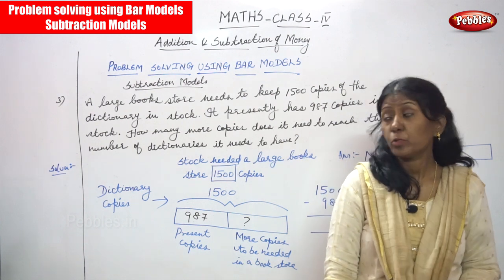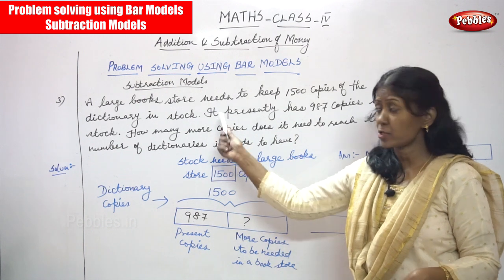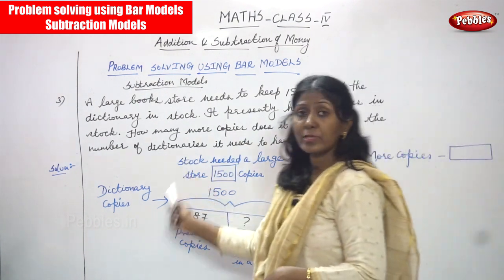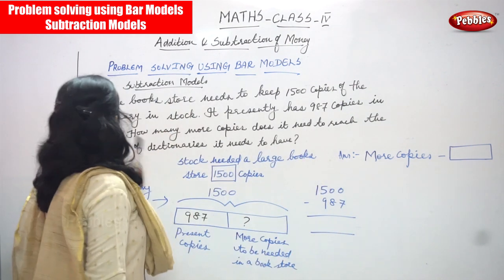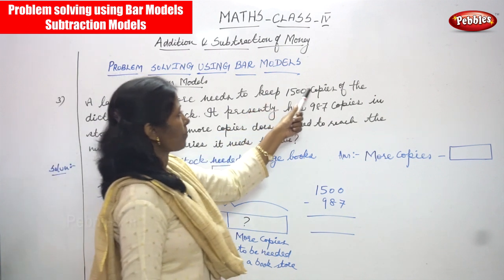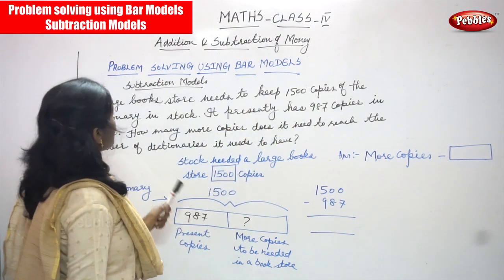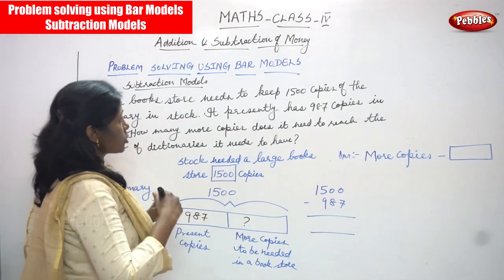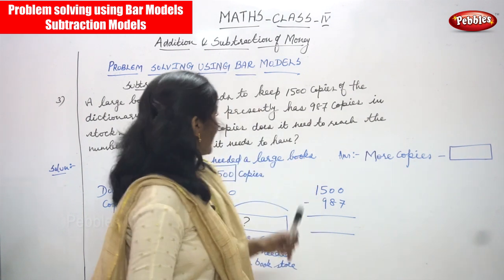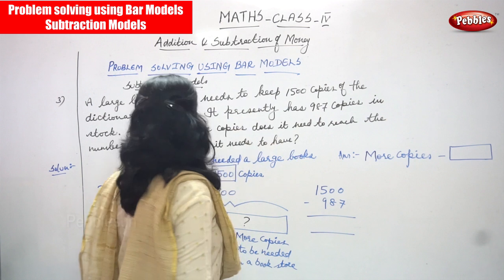Now we are going to do the same problem solving using bar models, subtraction model. Question number 3. This is the last sum we are going to solve. I'll just read the question. A large bookstore needs to keep 1500 copies of the dictionary in stock. That means a bookstore needs 1500 copies of dictionary books. Next, it presently has 970 copies in stock.